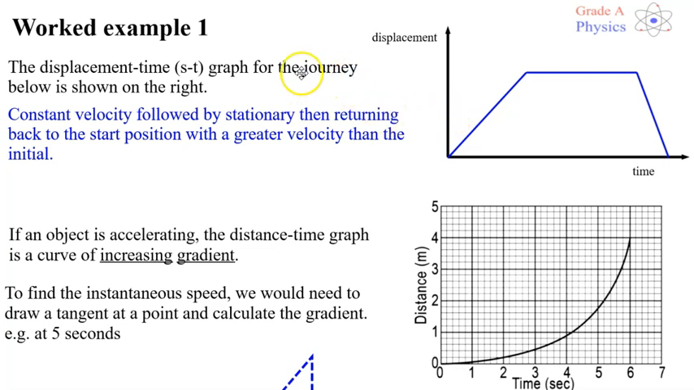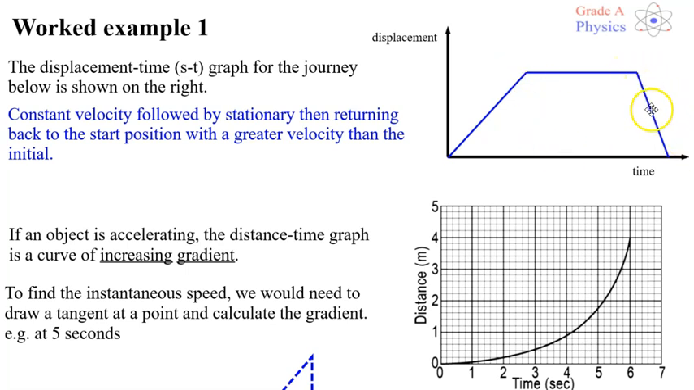So if I wanted to draw this journey here on a displacement time graph, that's an ST graph, this is what it would look like. Constant velocity followed by stationary, then returning back to the start position with a greater velocity than the initial velocity. Okay, so we have a constant gradient here, which means a constant rate of change of displacement, which means a constant velocity. And then we have a section where the displacement does not change, so we're basically stopped, we're not moving, even though time is increasing.